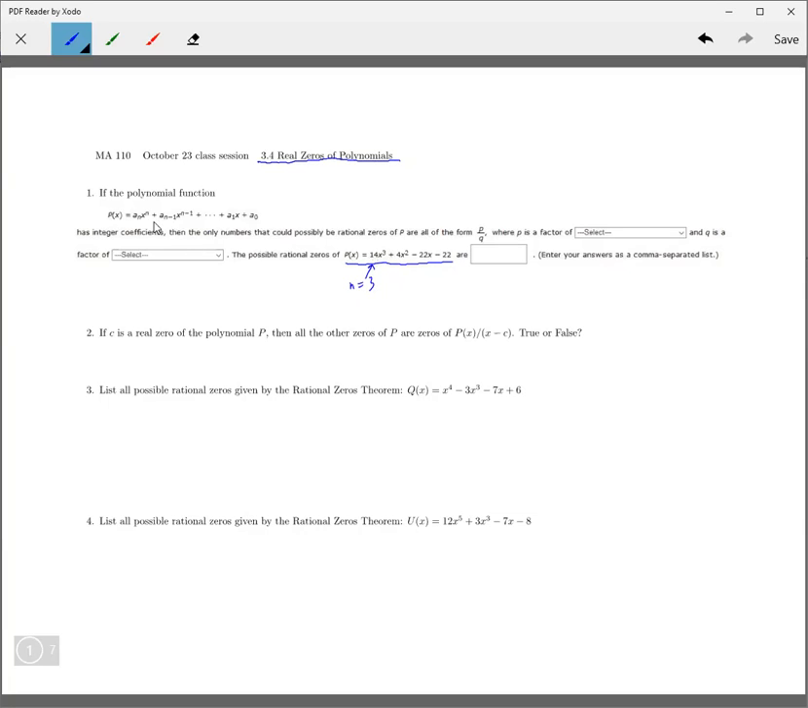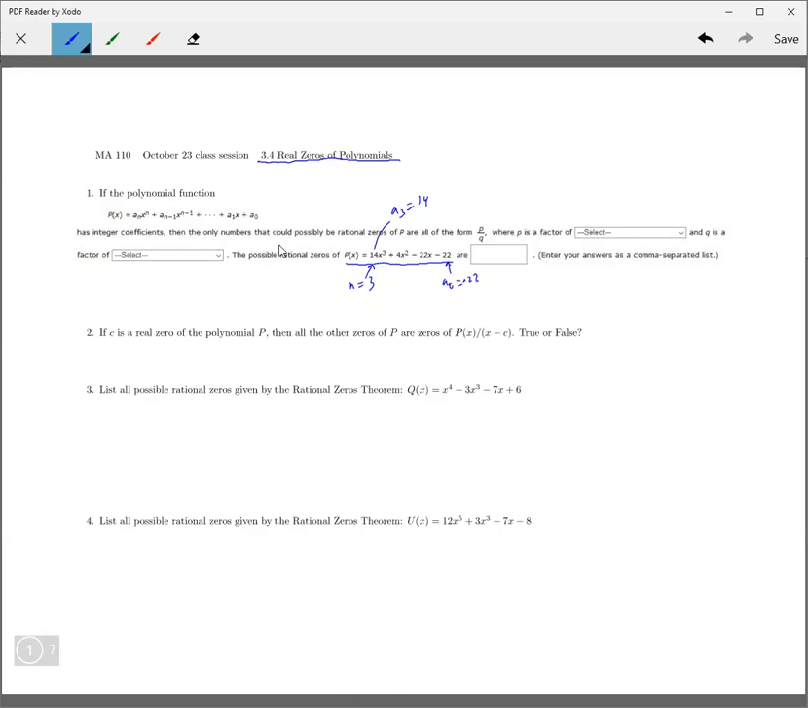The leading coefficient, a3, is 14. a2 is 4, and so on. And then this a0 is negative 22, because that's a plus there. So that's just a specific example.